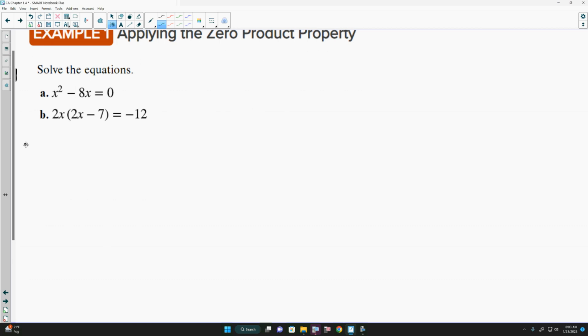Now the first one we're going to look at in all of these is our zero product property. We have 2 examples with this. The first one we'll look at is x squared minus 8x equals 0. Now we don't have 2 things multiplied together because we have x squared minus 8x, but we do have a greatest common factor between them.